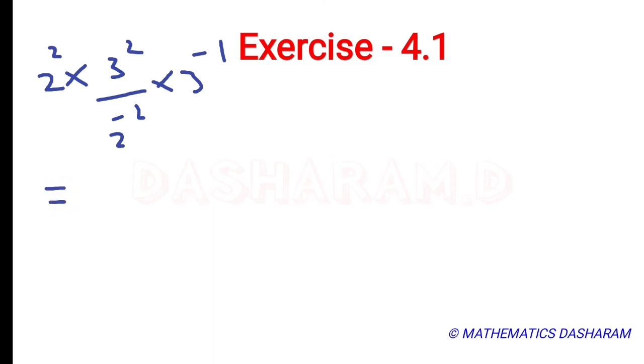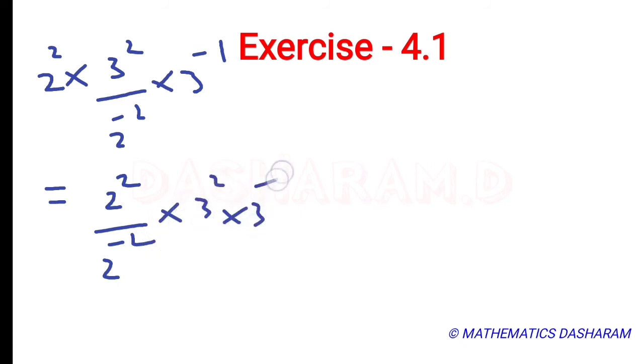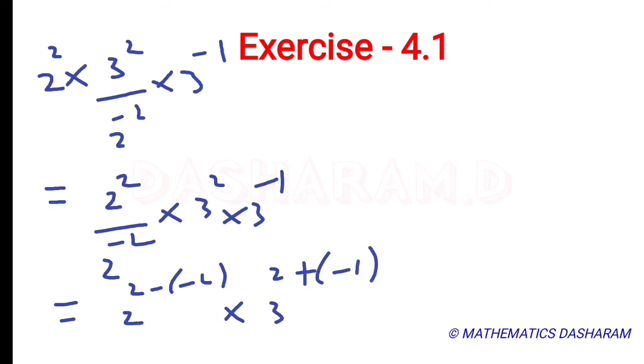First I am writing the 2 terms separately and the 3 terms separately. Here a^m / a^n = a^(m-n), and a^m × a^n = a^(m+n). So it equals 2 to the power of 2 minus of minus 2, which becomes 2 plus 2, into 3 to the power of 2 plus of minus 1, which is 3^1.